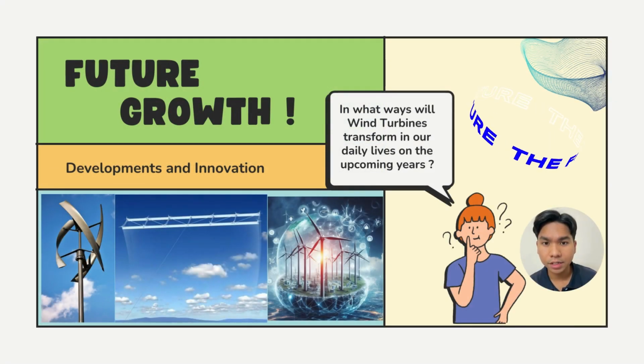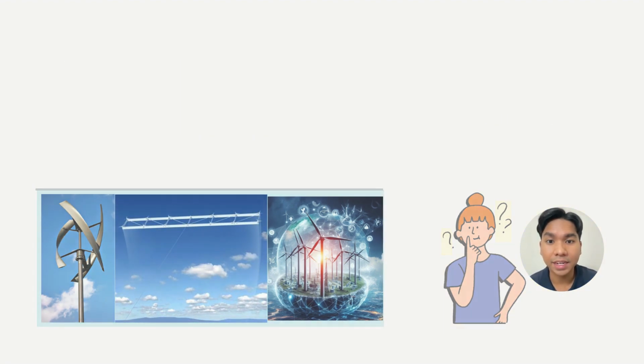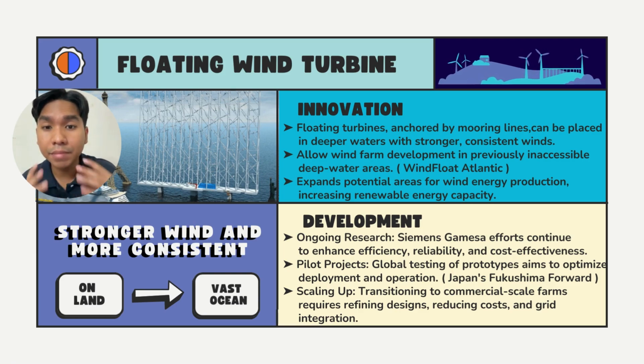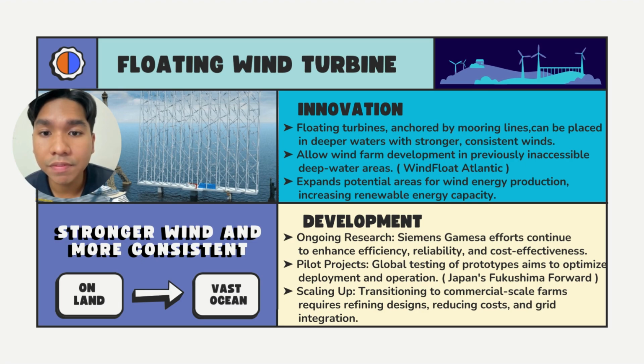Now you must be wondering, in what ways will the wind turbine evolve in our daily life in the upcoming years? Let's have a look at the future development and innovation of wind turbines. Many scientists have come up with thousands of ideas to improve our wind turbine, but the most achievable and closest idea that we can get so far is the floating wind turbine, which is a wind turbine that floats on water. Just imagine the stronger and more consistent wind that we can get in the middle of the ocean. It will open up vast new areas for wind farm development too.